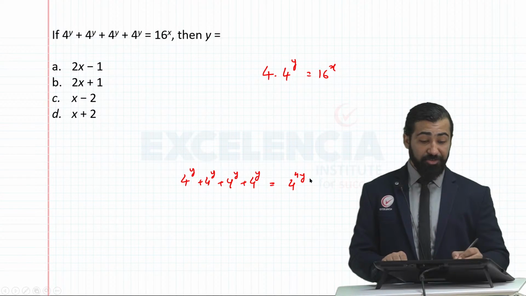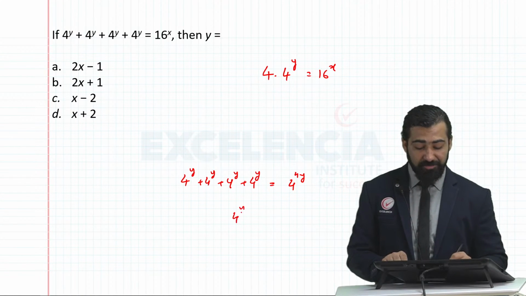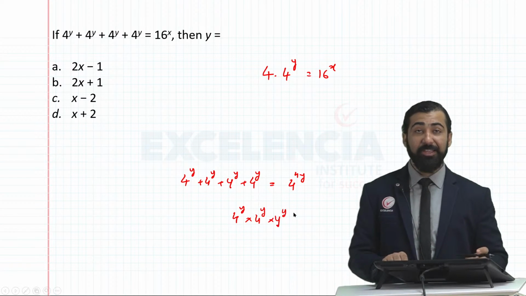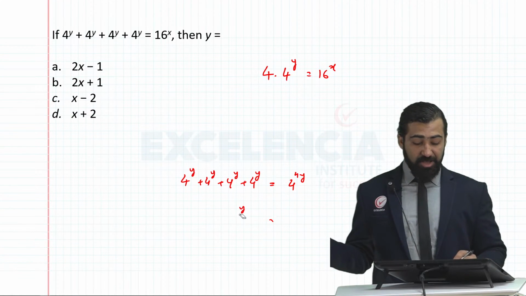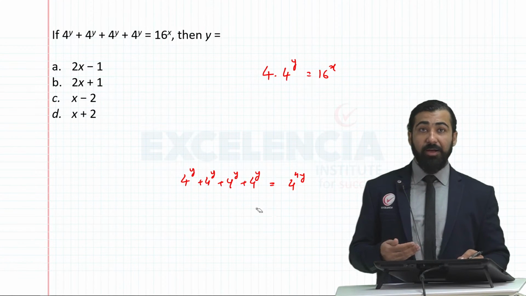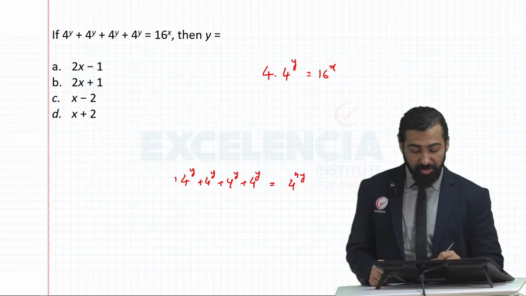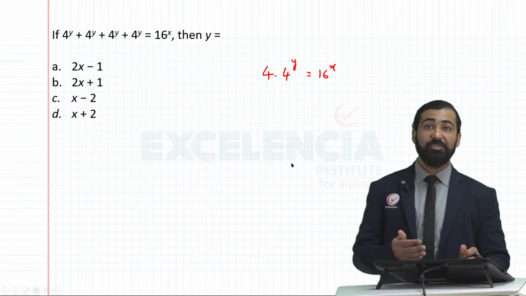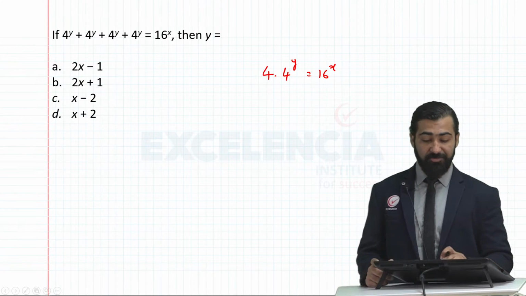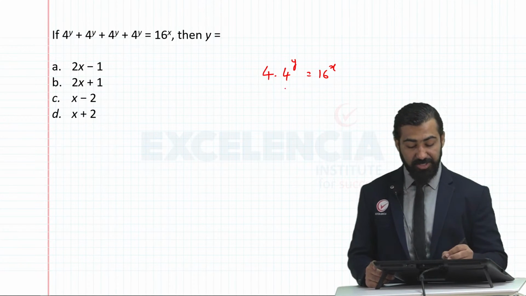That's wrong. 4 to the power 4y is essentially 4 to the power y multiplied by itself 4 times, because when we multiply numbers with the same base, we add up our exponents. Whereas if they are being added, we add the coefficients. So the coefficient of each of these 4 to the power y is 1, so there are a total of 4 of them. So I get 4 times 4 to the power y is 16 to the power x.